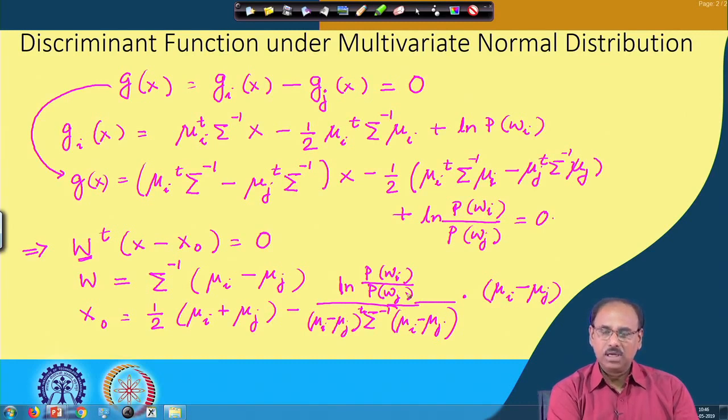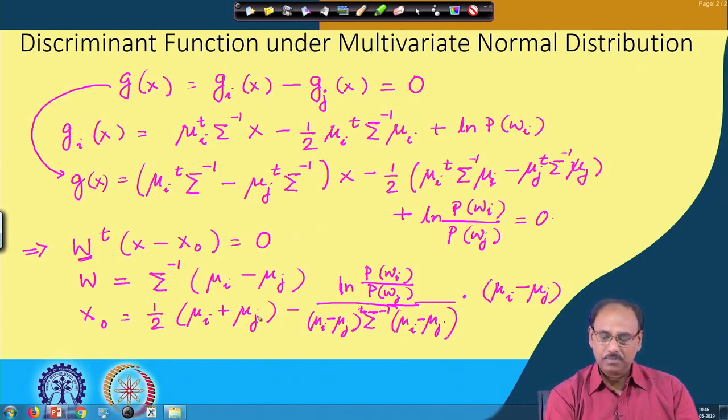So, it is orthogonal to W, but under the situation that P omega I and P omega j are equal, the decision surface becomes a bisector of the line joining mu I and mu j, because when they are equal, x naught is half of mu I plus mu j. So, it is halfway between mu I and mu j. So, my decision surface is a bisector of the line joining mu I and mu j, but it may not be an orthogonal bisector, because W is no longer in the direction of the line joining mu I and mu j in general.